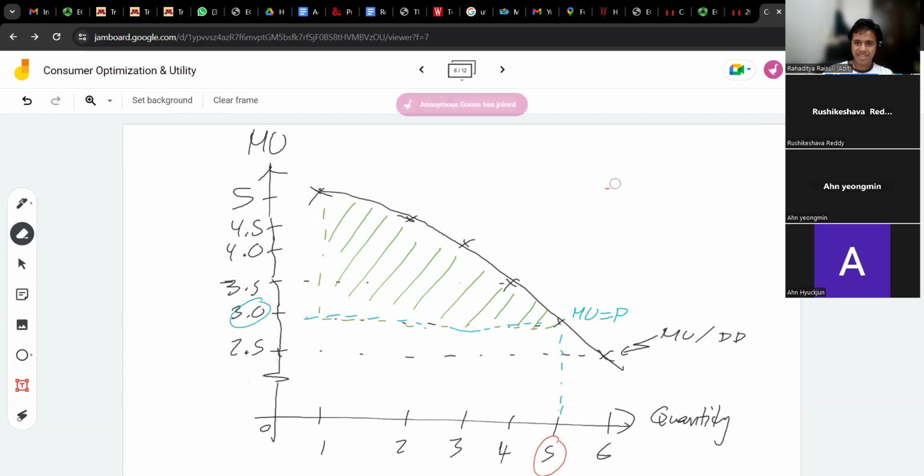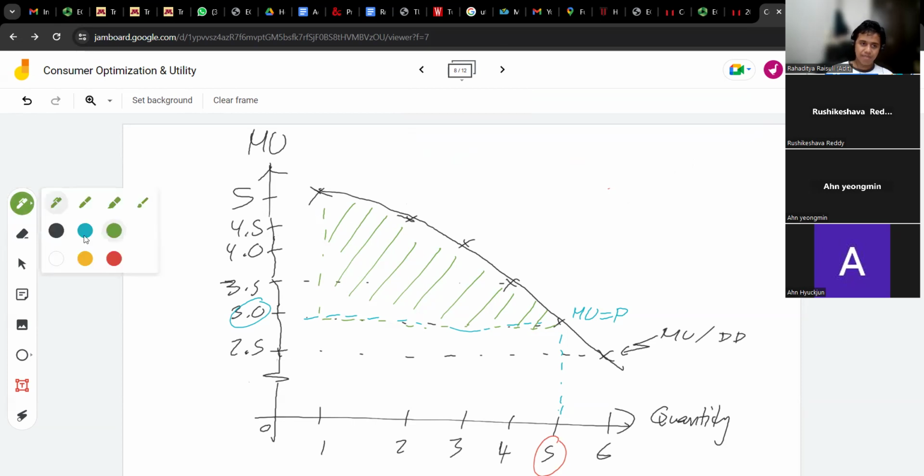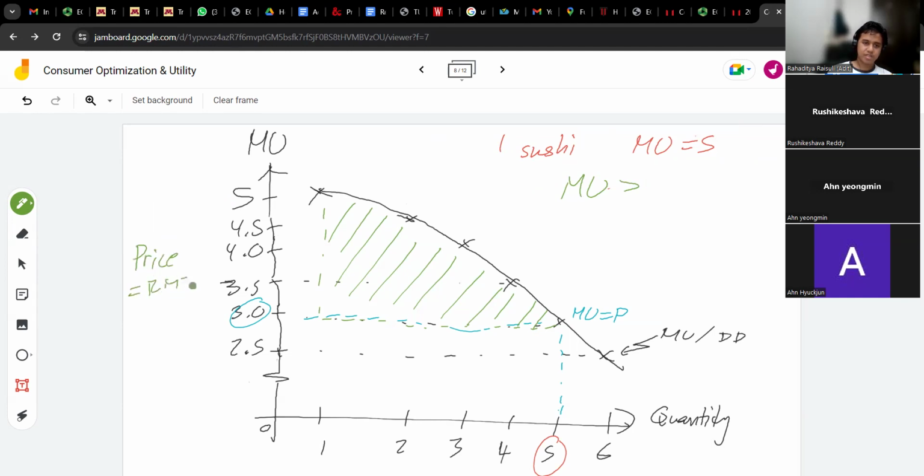So let's give an example, right? Let's say I buy 1 sushi. At the point at which I buy 1 sushi, my marginal utility is equal to 5. Notice that this means your marginal utility is far greater than your price. Your price was RM3, remember? So price is equal to RM3. In this case, your marginal utility is greater than your price. This means that your marginal utility, 5, is greater than 3.